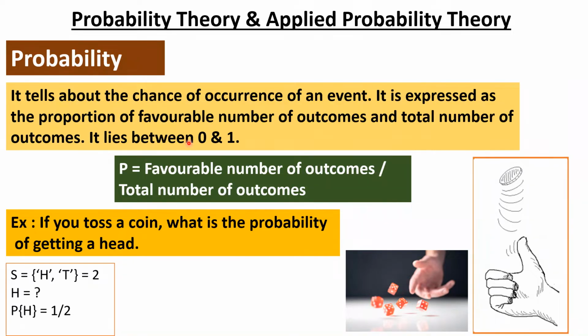Probability is always positive and it lies between 0 and 1. Here 0 represents there is a 0% chance that an event can occur, which is nothing but the event does not occur. And 1 represents there is a 100% chance that the event will occur. And now we will see some examples here.